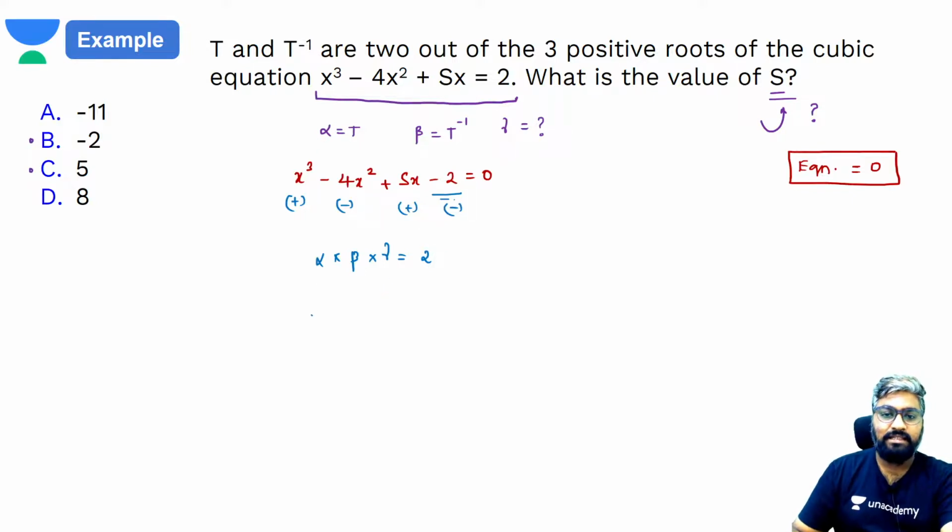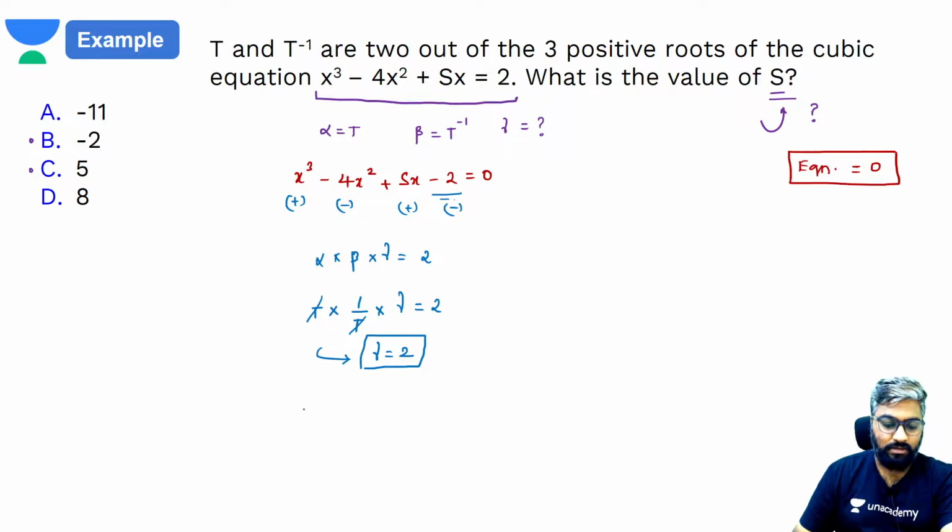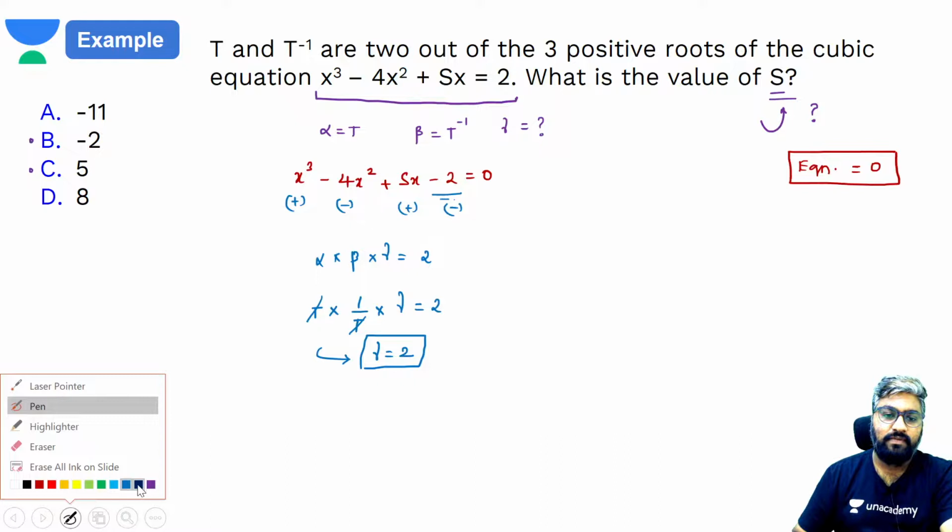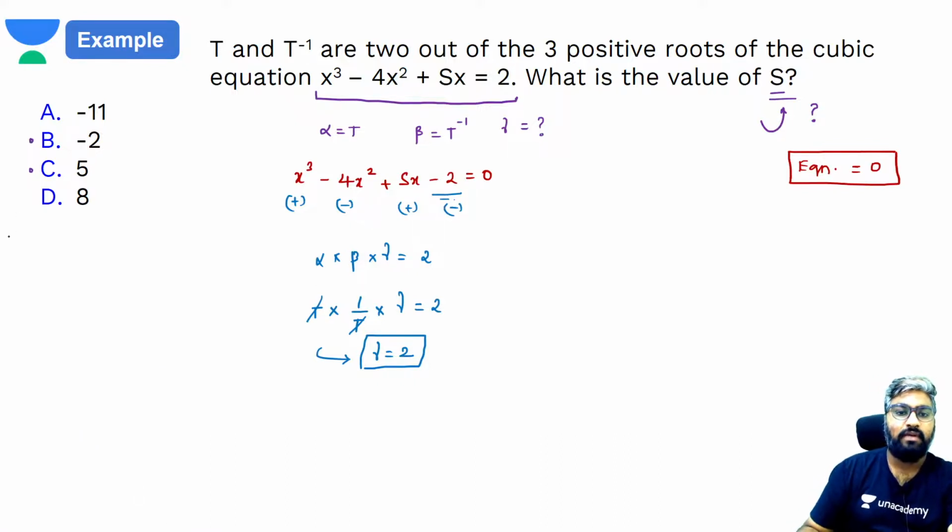We know alpha is t, beta is t to the power -1. What is t power -1? 1 by t. Gamma we don't know, this should be equal to 2. t and 1 by t cancel, तो gamma का वैल्यू हमें मिल गया 2. We found out what is gamma, 2. Yes. And what do we know? Gamma is one of the values of x, है ना? Roots का मतलब क्या हुआ? X का value. So if I substitute this value of gamma in this equation, what will happen?